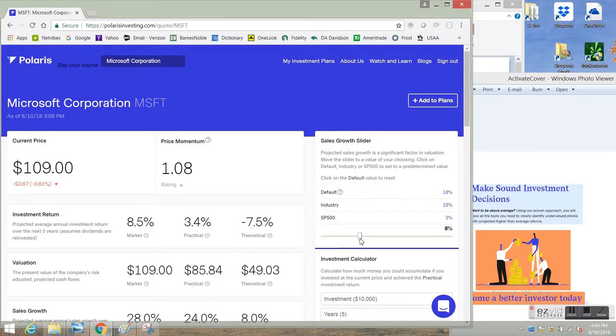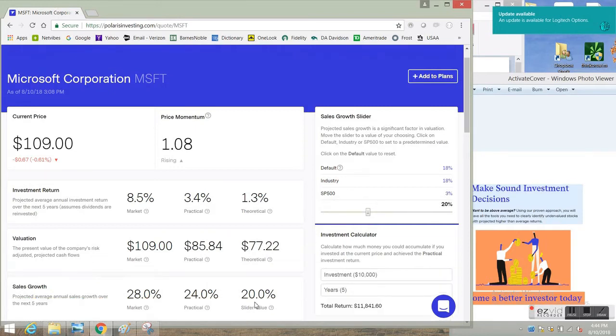As I move the input of sales growth around, I'm really moving the theoretical sales growth, which you can see clearly here. I'm at 20%. I move it up to 33%. So I am moving specifically the slider value as it pertains to the theoretical value. So the question is, what is the practical value? Since that is the one that eventually is used by investment plans.